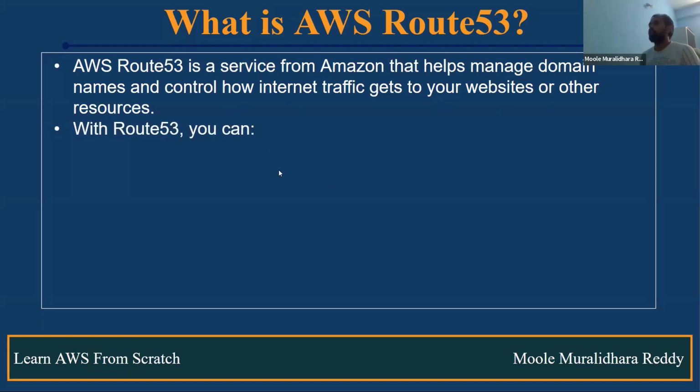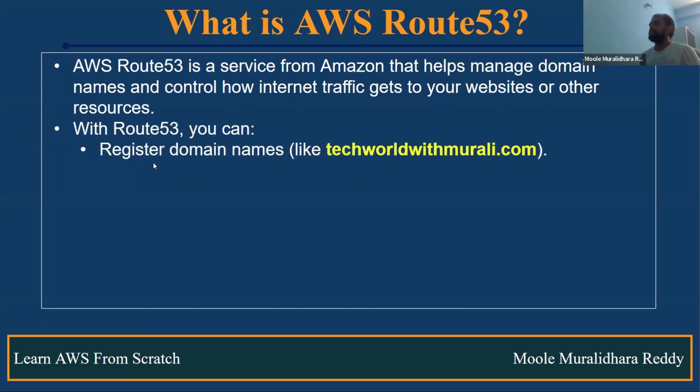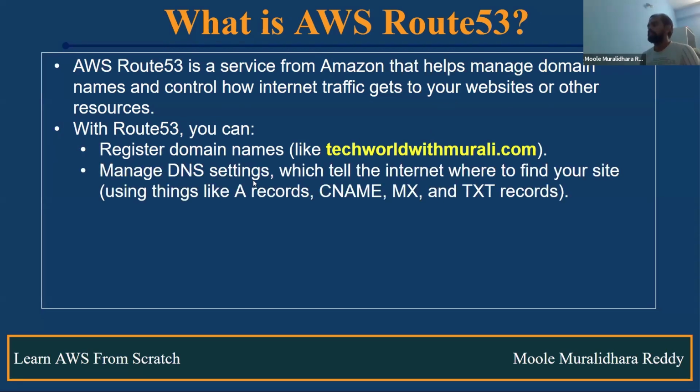Okay. And in this particular Route 53, you can register domains, right? If you want, you can register the domains, and also you can manage the DNS settings, which tell the internet where to find your site, including the A record, CNAME record, MX record, TXT record. There are different record types available. Using those record types, we can define and give the direct IP address or load balancer. Okay, you can create the CNAME as well.